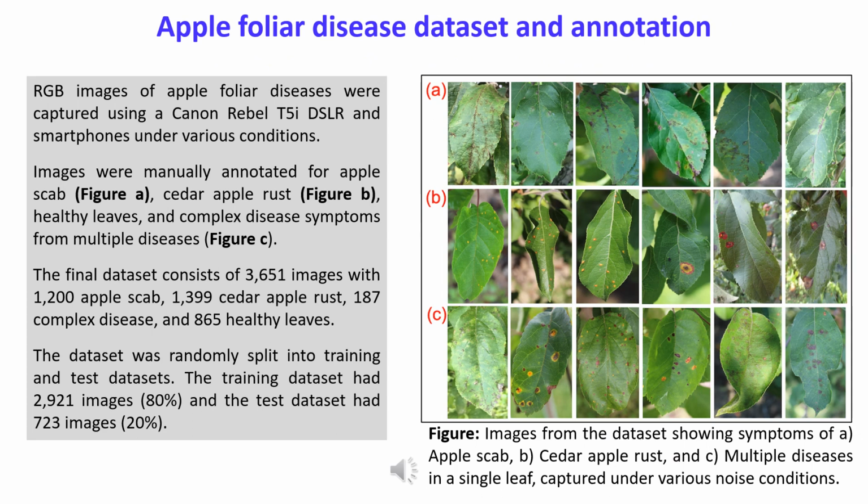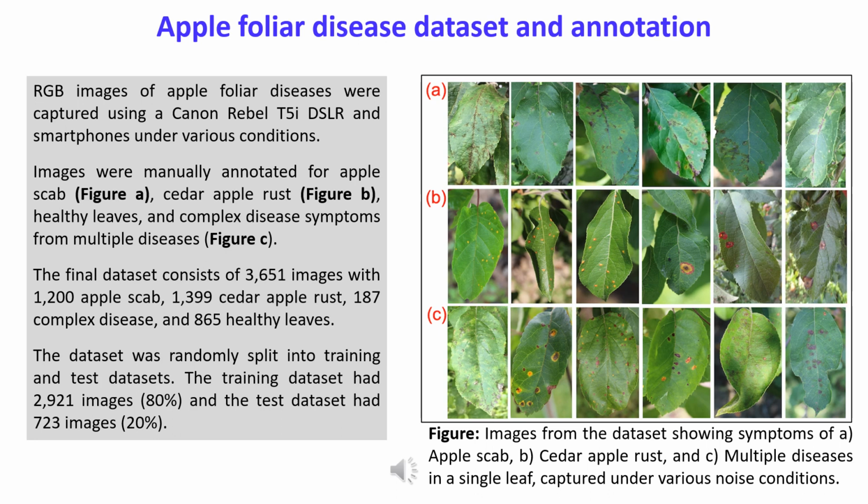Apple foliar disease dataset and annotation. RGB images of apple foliar diseases were captured using a Canon Rebel T5i DSLR and smartphones under various conditions. Images were manually annotated for apple scab (Figure A), cedar apple rust (Figure B), healthy leaves, and complex disease symptoms from multiple diseases (Figure C).